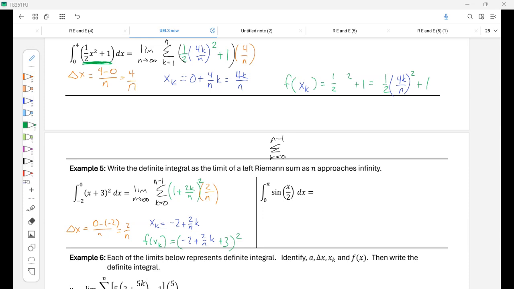The only time delta x would be negative is if you were going backwards. We read from here to here, so we're going from 0 to pi. As long as we're increasing, then that will always be positive. I think you need the word sign in there, yeah.